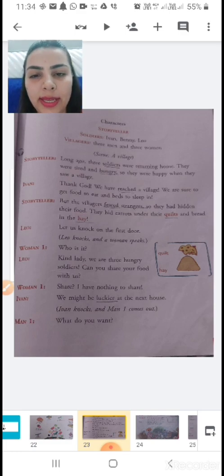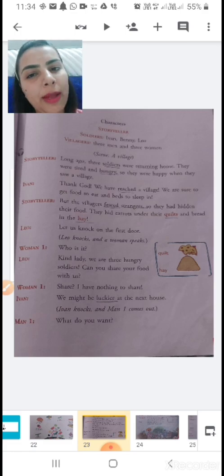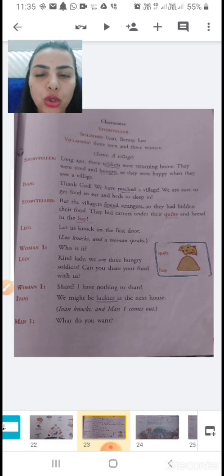Then the storyteller is saying again, "But the villagers feared strangers, so they had hidden their food. They hid carrots under their quilts and breads in the hay." So who are the villagers? The villagers were scared of strangers. Any strangers who came to their village, they feared them. So they hid all their food.